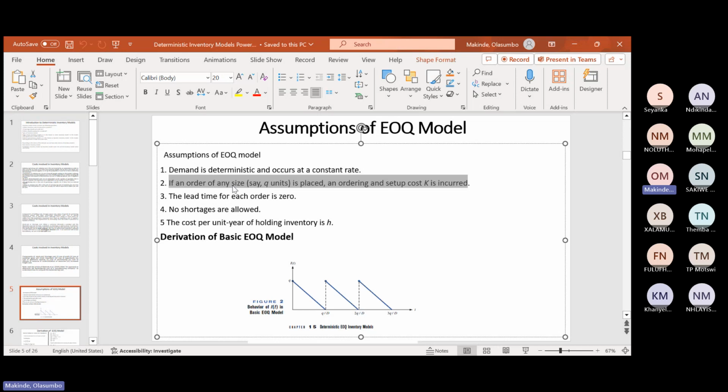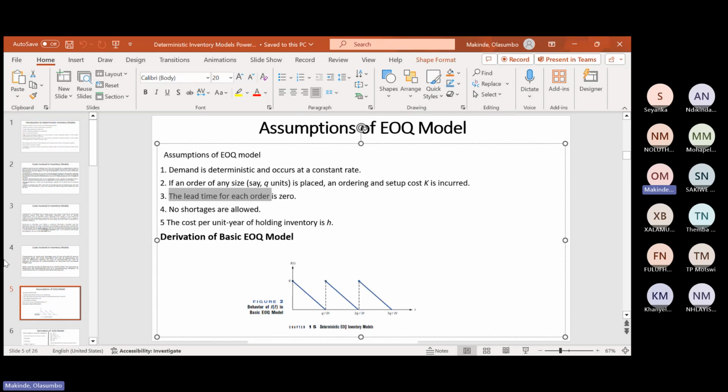Then we said if an order of any size Q is placed, an ordering and setup cost is incurred. So if the organization is incurring ordering cost and setup cost, especially where they are manufacturing products, then this can also be applied. If the lead time to place the order is 0, we talked about that. Then if no shortages are allowed, meaning that back ordering is not allowed, and you incur some cost for holding inventory. So if all these 5 happen in your organization, then EOQ is the way to go.